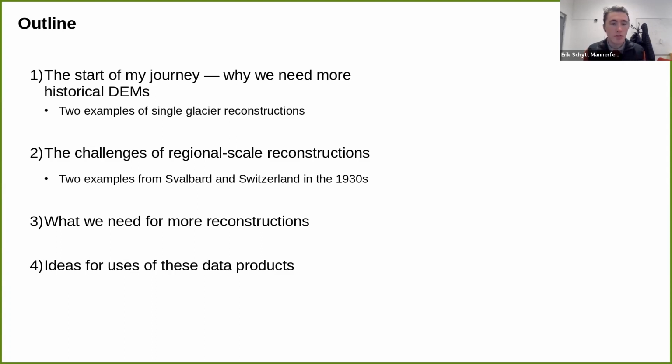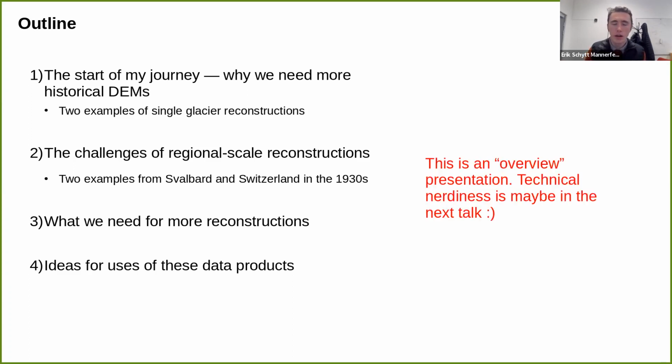Then the question is, of course, what do we need in order to do more of this? And finally, I'll end off on some ideas for how to use them. I just want to highlight that I won't get into the technicals in this talk. I'll keep it quite as a kind of overview, and perhaps in the next talk I'll go further into the nitty-gritties.